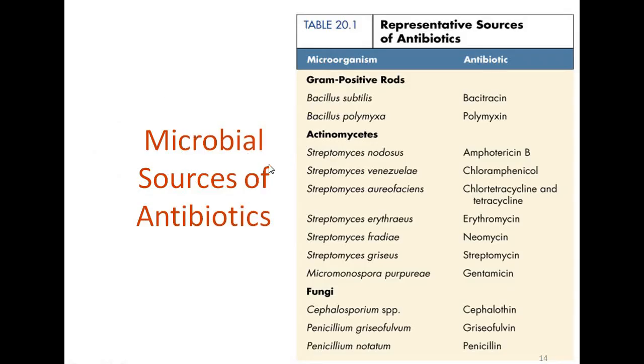Now coming to some of the sources of antibiotics, most of the antibiotics are obtained from fungi and other bacteria. Bacitracin is obtained from the gram-positive Bacillus subtilis. Chlortetracycline and tetracycline are obtained from the Streptomyces species. Cephalothin is obtained from Cephalosporium fungus. Penicillium notatum is the source of penicillin.